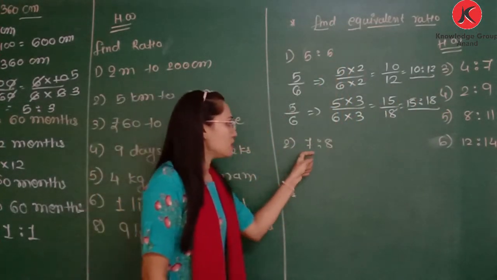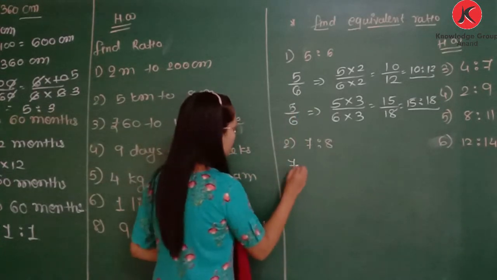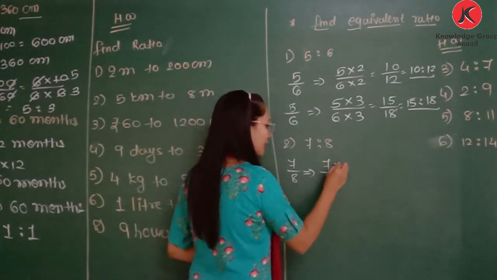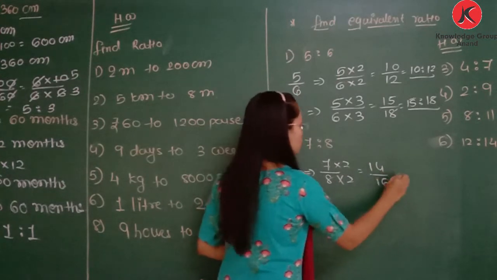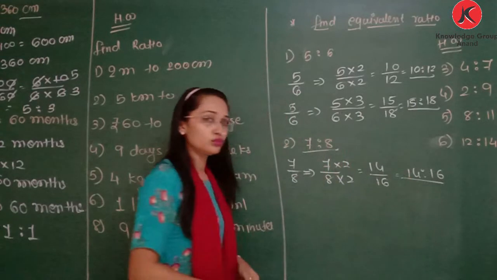Now next one, 7 is to 8. Again, the same method we can perform. 7 by 8, multiply with any number. I multiply with 2. It is 14 by 16. So 14 is to 16 is equivalent to 7 is to 8.